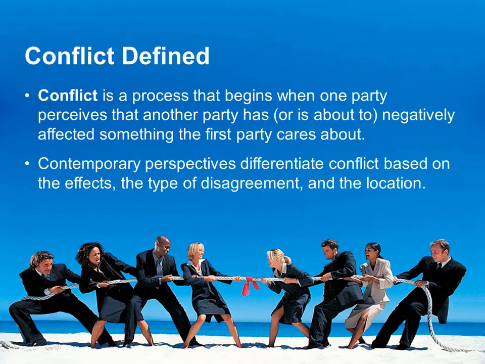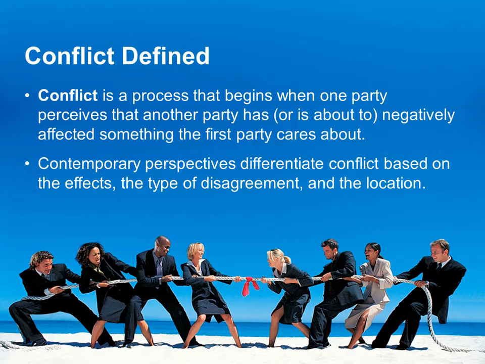That is when the process begins, when one person perceives that another person has harmed them in some way. Doesn't necessarily have to be true. The perception is what is key. So central to the conflict process then is disagreement, opposition, or incompatibility.